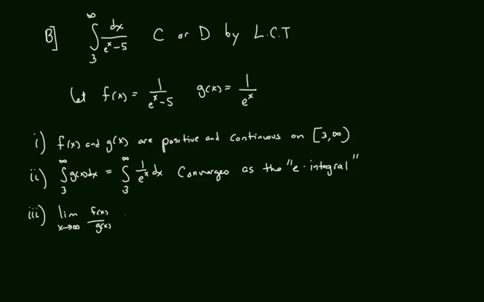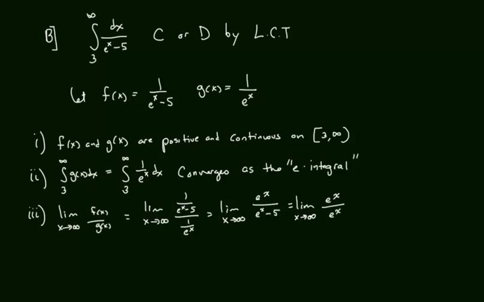Next, the limit as x goes to infinity of the ratio, which is the limit as x goes to infinity of 1 over e to the x minus 5 over 1 over e to the x. That is the limit as x goes to infinity of e to the x over e to the x minus 5. And it looks like we have L'Hopital's rule in play here, infinity over infinity.